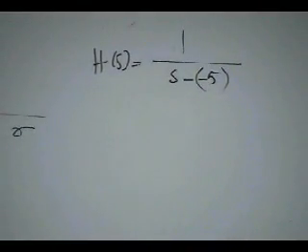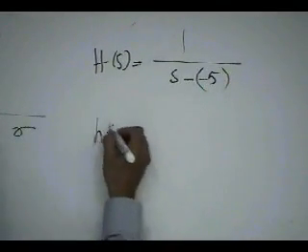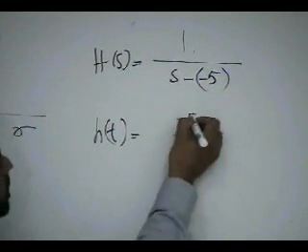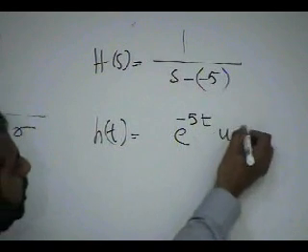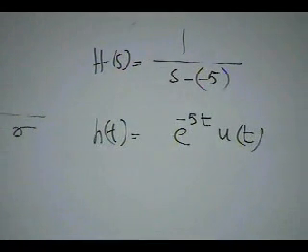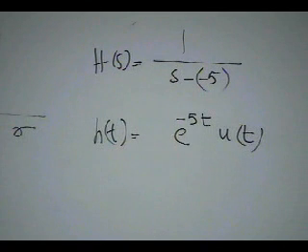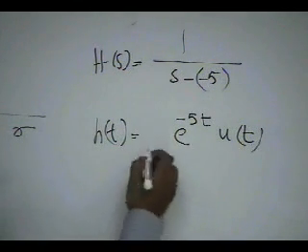So h(t) is exponential minus 5t u(t). This is the inverse Laplace transform. It is a decaying exponential. A minus always means a decaying exponential. A plus means a rising exponential. And now you discretize it.